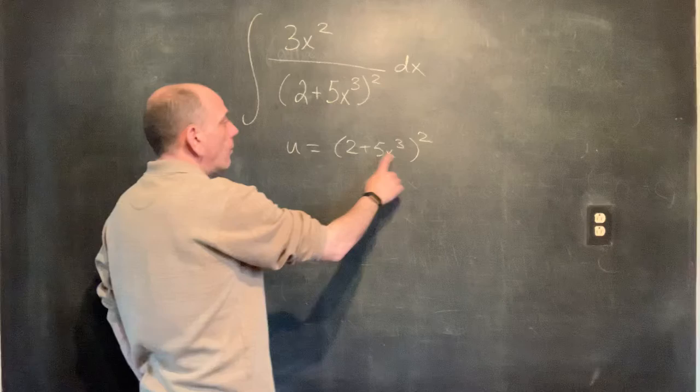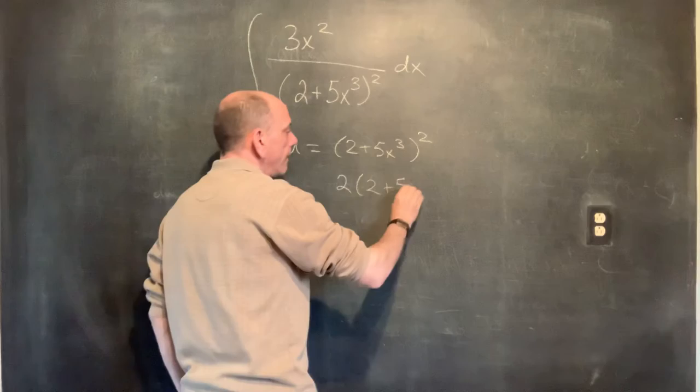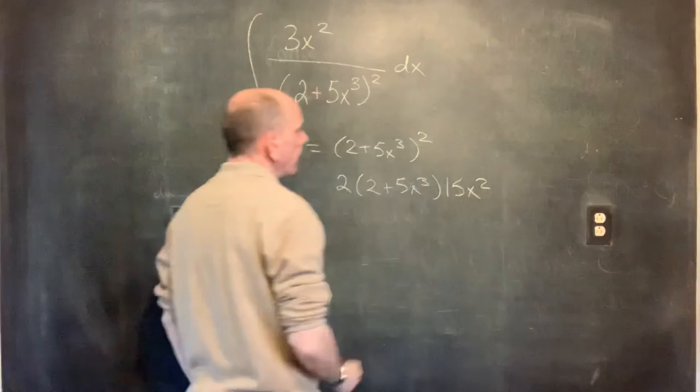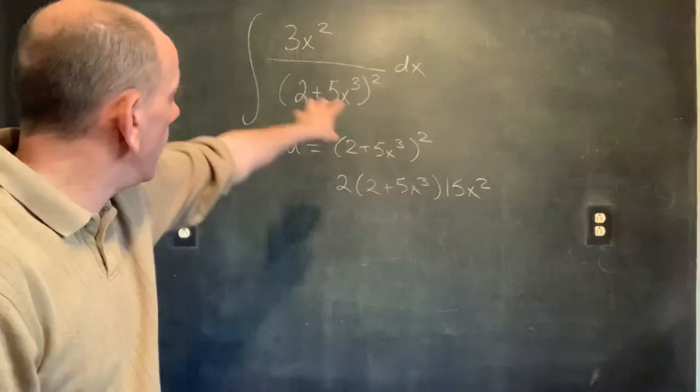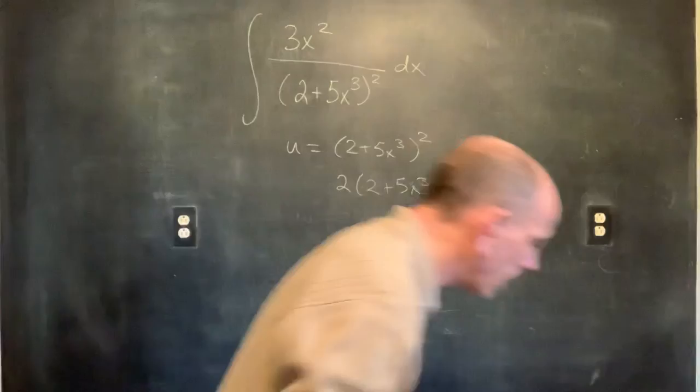But I go, well, no, because this is a chain rule, right? So I'll get 2 plus 5x cubed times the derivative of the inside, which is 15x squared, right? And I go, well, I got all of this junk in du that I don't have up here, so that's never going to work. I can't use the whole denominator. Say, well, let's see if I can do the next best thing and just sub for what's inside.